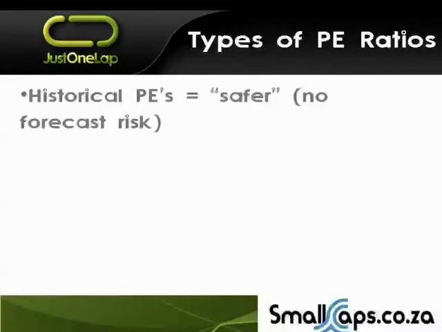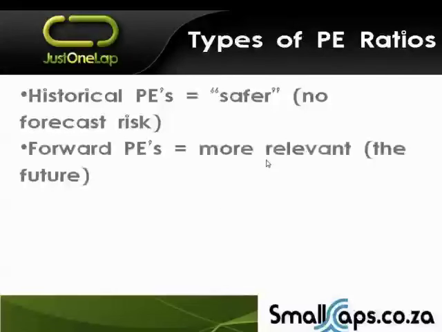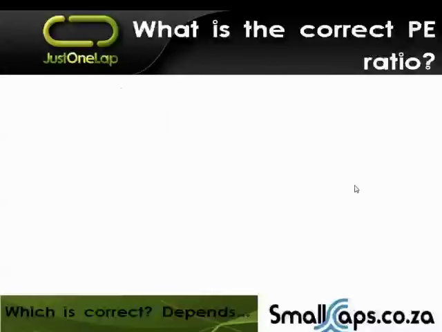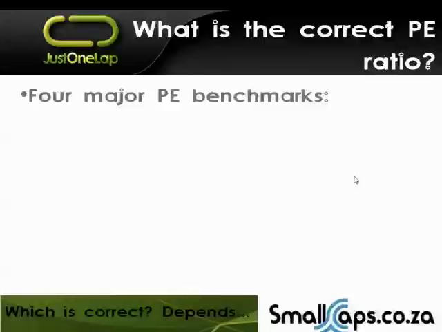Types of price earnings ratios. Now, we touched on historical and we touched on forward price earnings ratios. Which are better? Historical price earnings ratios are safer because there's no forecast risk. The profits are audited, the profits are disclosed, the profits are out there. But forward price earnings ratios are actually more relevant because, like I said, you're investing in the future. So what is really the correct price earnings ratio to use?